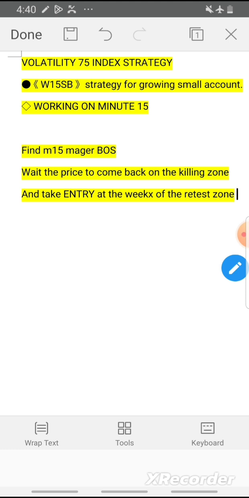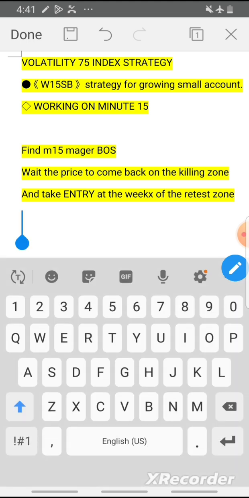Rule number 1, this W15SB strategy for growing a small account works very well on the 15-minute chart. So we are going to use W15SB only on the 15 minutes time frame. It works also in other time frames, but the higher you go, the bigger the stop loss you will use, guys. So it's good to stay in the 15 minute.